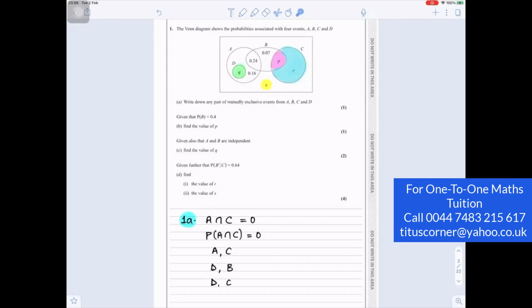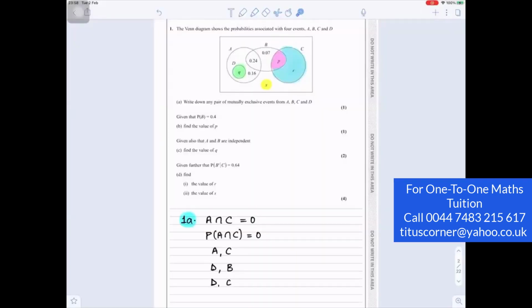D and B, that's D there in the small green circle, and that's B there. So D and B, and then D and C, that's D there in the green circle, and that's C there. So D and C as well.